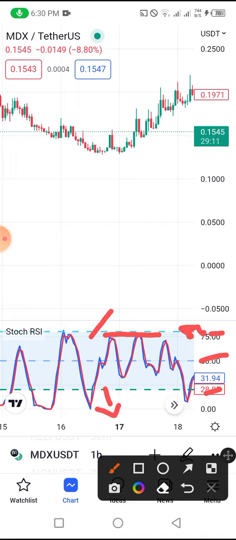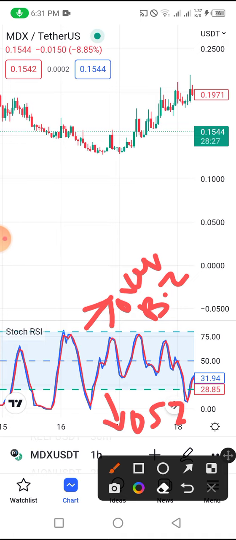This reading would be interpreted as an oversold region. So these are the two zones. The two zones are the upper area above the upper band, and then the lower area below the lower band. Now the upper area above the upper band is called the overbought zone. Then this other area below the lower band is called the oversold zone or region.